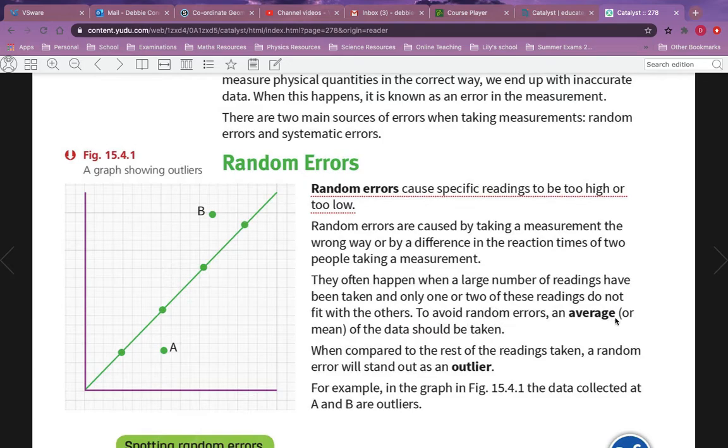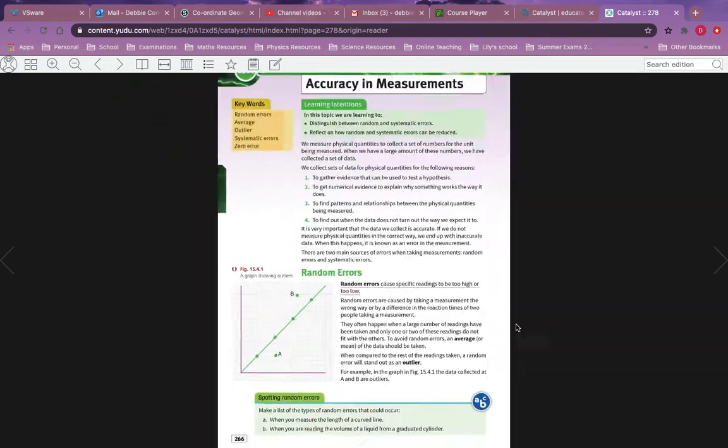To avoid random errors, an average of the data is taken, and when compared to the rest, a random error will stand as an outlier. Those three sentences need to go into your notes.